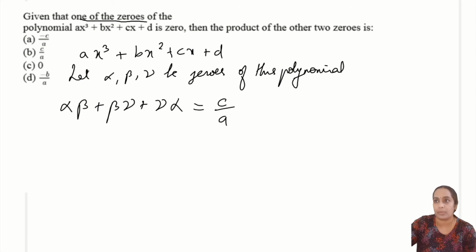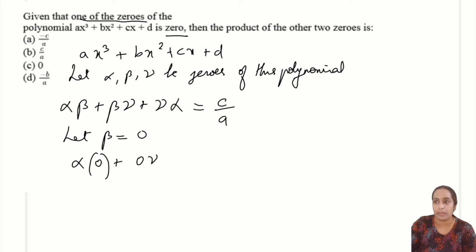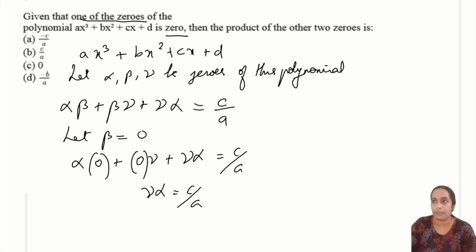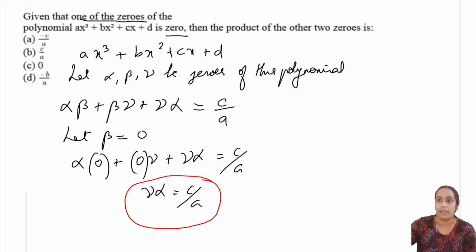Here the question says one of the zeros is 0. So let's take beta to be 0. When I substitute beta value to be 0 in this equation, what do I get? I will have alpha multiplied with 0 plus 0 multiplied with gamma plus gamma alpha equals c by a. So 0 into alpha is 0, 0 into gamma is also 0. So gamma alpha is c by a. The question is asking for the product of the other two zeros, gamma alpha, which is c by a, so option B is the correct answer. Moving on to the next question.